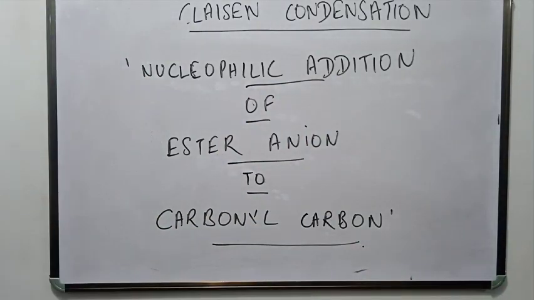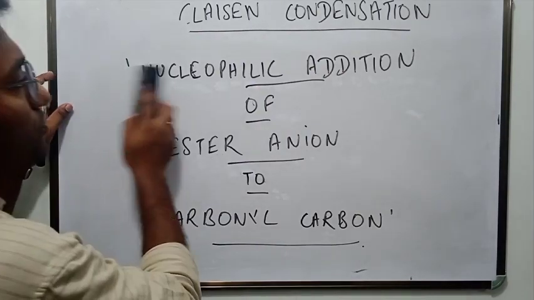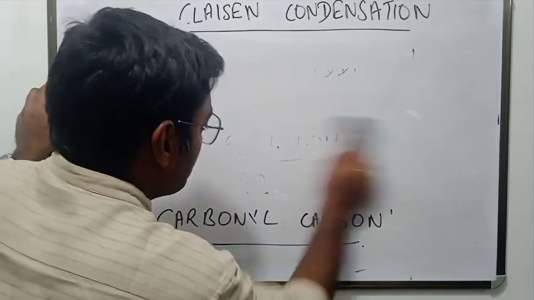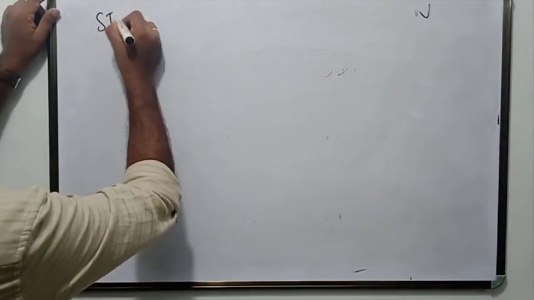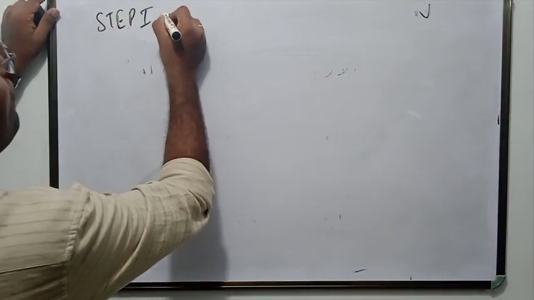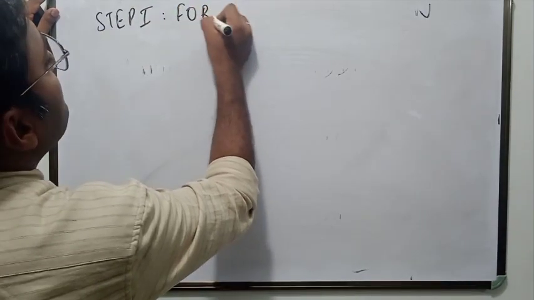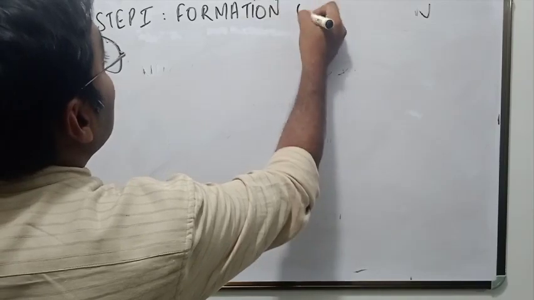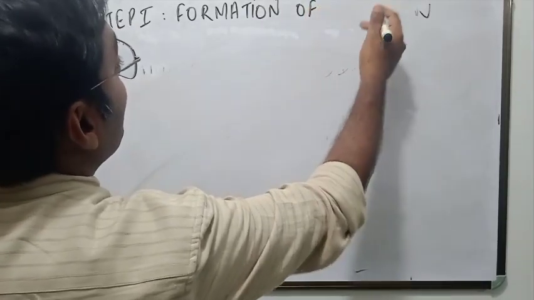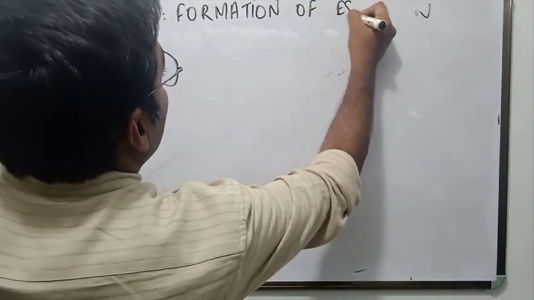Let us see the steps. There are 3 steps involved in the mechanism. Let us go for steps now. Step 1 is formation of ester anion. We have already mentioned in one line that ester anion is formed. Let's see how.